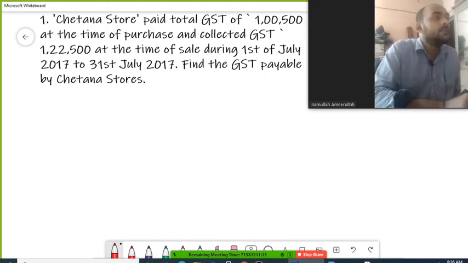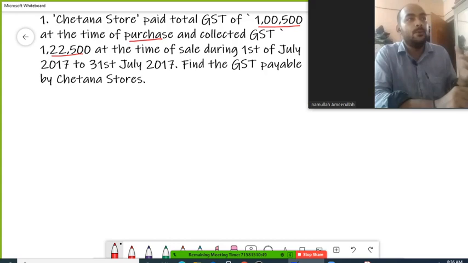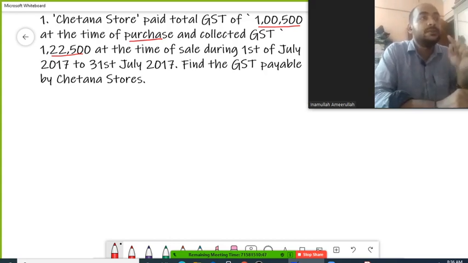Chetana Store paid GST, total GST of rupees 1 lakh 500. So this is the amount paid as GST at the time of purchase, and collected GST is 1 lakh 22,500 at the time of sale. Find the GST payable by Chetana Store. So GST is always payable. GST payable is always the difference of input tax and output tax.